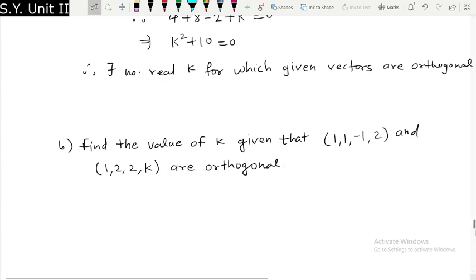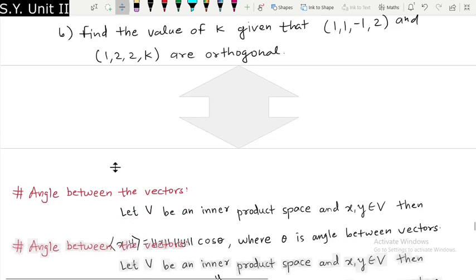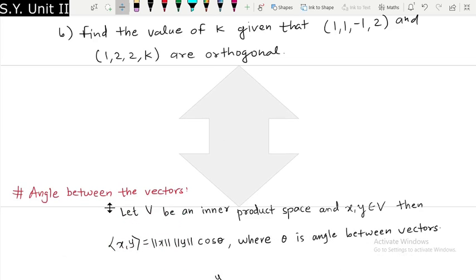Now let us go for this second example. Over here we are supposed to find the value of k for which it is given that these two vectors are orthogonal.